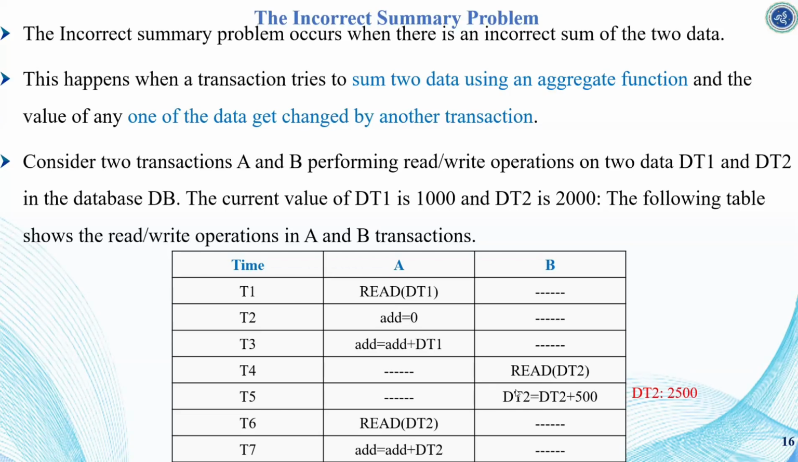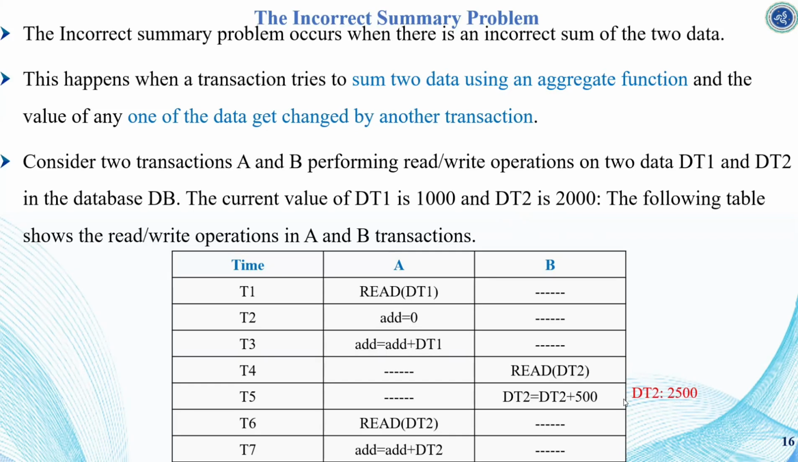Next, another read of DT2. So what is the value? 2000 is read. Next instant, DT2 is equal to DT2 plus 500. So I am updating the value of DT2. Already DT2 2000 ആണ്, അതിനെ ഞാൻ 2500 ആയിട്ട് അപ്ഡേറ്റ് ചെയ്തു. And that is done by transaction B. Transaction B ആണ് അപ്ഡേറ്റ് ചെയ്യുന്നത്.